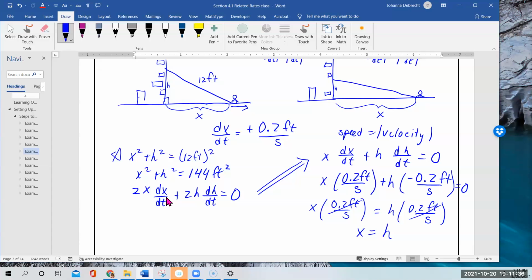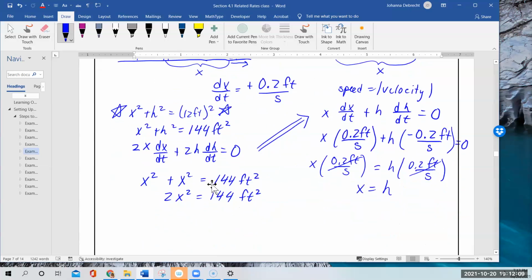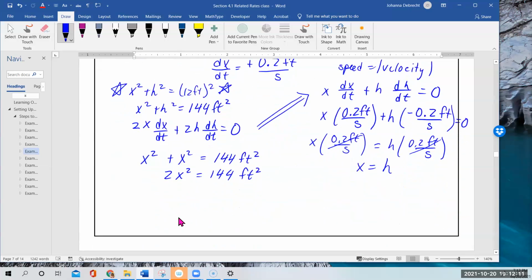Since I had from this starred equation right here that x squared plus h squared equals 144 square feet, I know that when they're equal, I can write x squared plus x squared equals 144 square feet. This gives me 2x squared equal to 144 square feet. Remember, I'm trying to find h when the speeds are equal and x when the speeds are equal. So I need x and h, which are equal to each other.